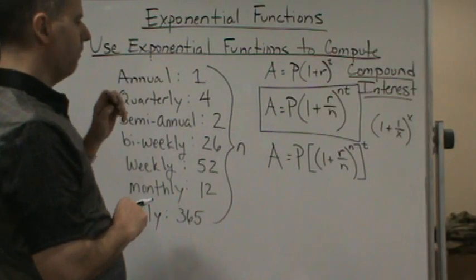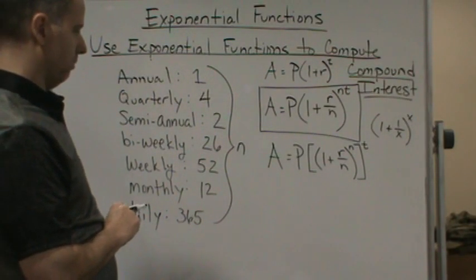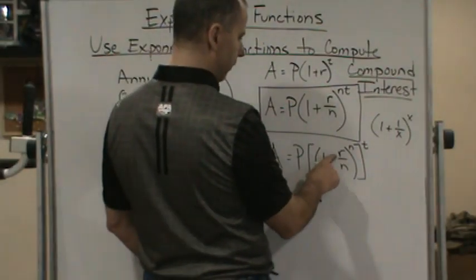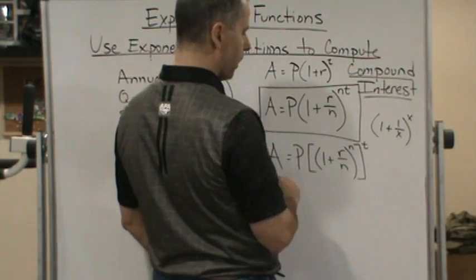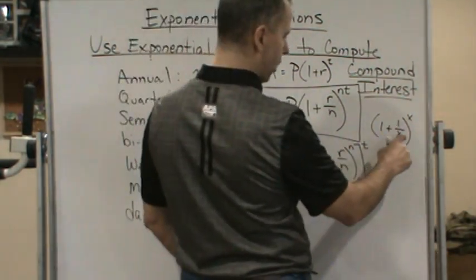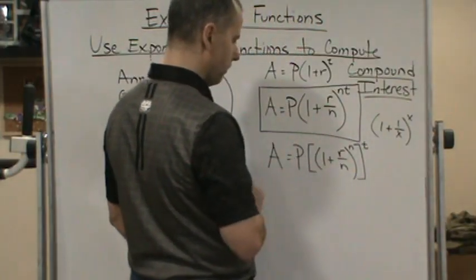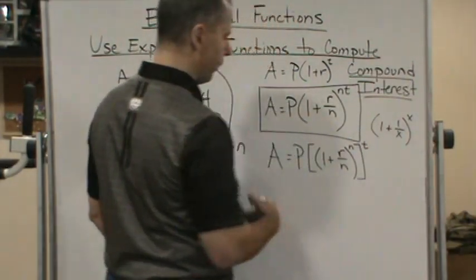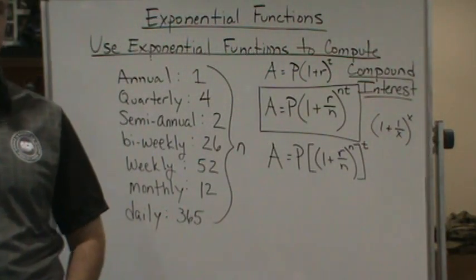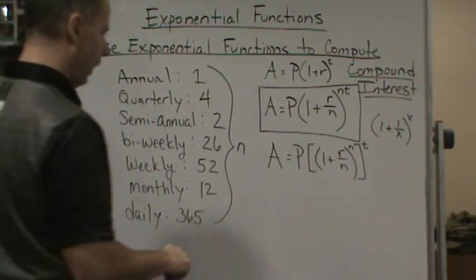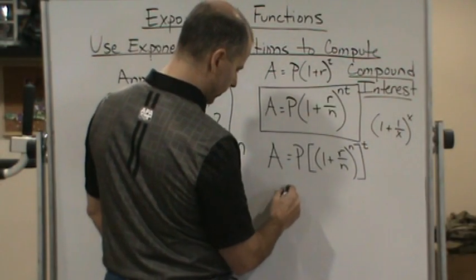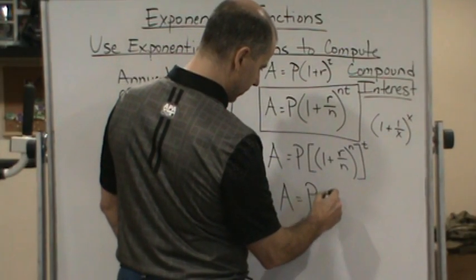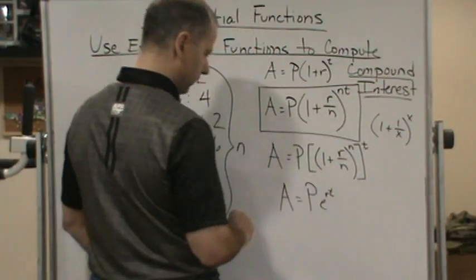So what if we said that the interest rate was 100%? That would mean that R would be 1. So if we assumed R was 100%, this here would go to e, right? So what happens here is, if we ask ourselves what happens to this as n goes to infinity? Well, this will become A equals P times e to the RT.